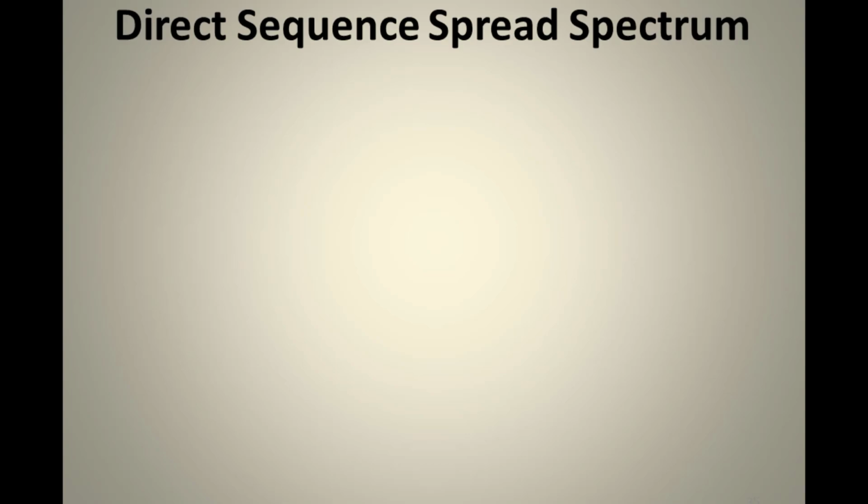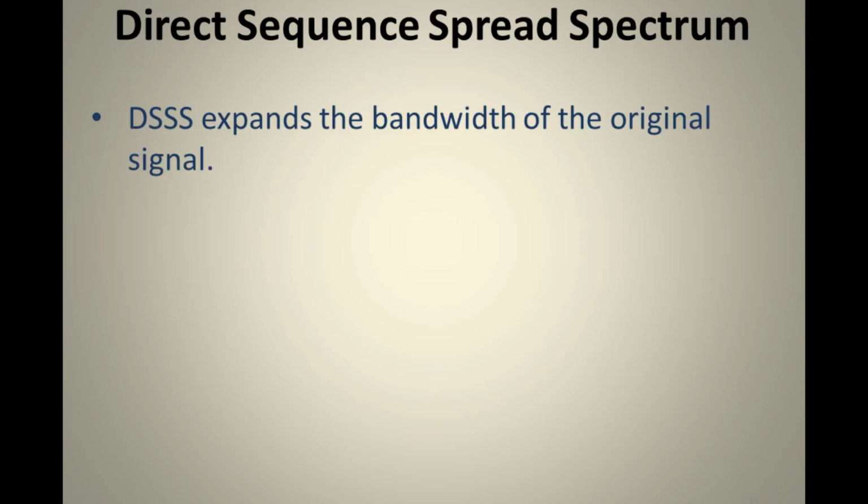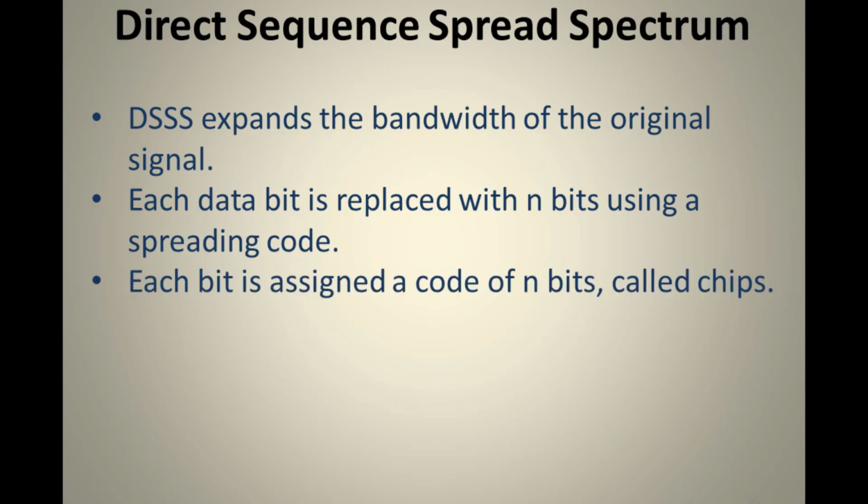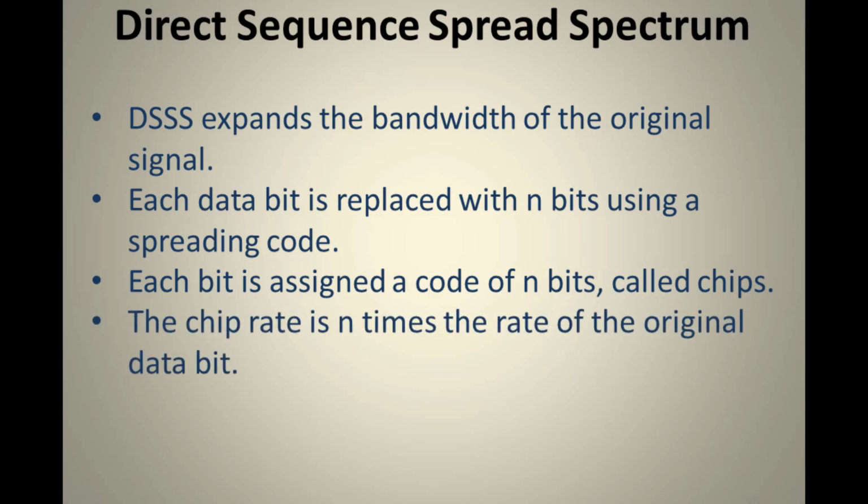Now next is DSSS, that is direct sequence spread spectrum. It expands the bandwidth of the original signal. In this case, each data bit is replaced with n bits using a spreading code. We have a spreading code having some bit combination, and the original information is spread using this code. Each bit is assigned a code of n bits, which we call chips. The chip rate is n times the data rate of the original data bit. Let us see this with an example.